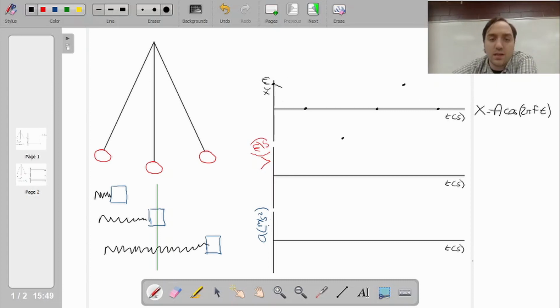We can see it here. Granted, my ability to draw cosine has never been the greatest. Case in point.